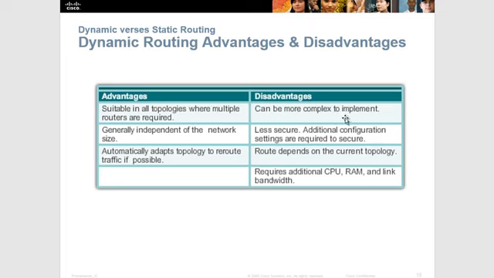Disadvantages: can be more complex to implement, less secure because it's sending those routing updates, sending routing information across the network, which potentially could be intercepted. Route depends on your current topology and requires additional CPU, RAM, and link bandwidth, because you are sending out more messages. You're sending out messages about the routes you know. You're sending out hello messages that let other devices in the network know that you're still up and alive, basically. But again, we don't get into that in this chapter, so I'll just stop there with the hello messages and the update messages.